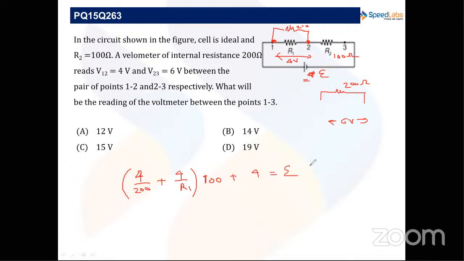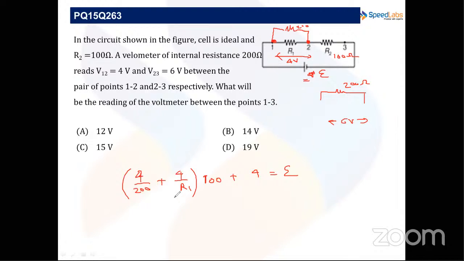Does anyone have any confusion in this equation? I just wrote I into R2 plus 4 volt. This 4 volt should be the voltage of the battery, because the battery is ideal and there is no internal resistance, so there is no need to worry about the small Ir term. Is there any confusion in this equation?